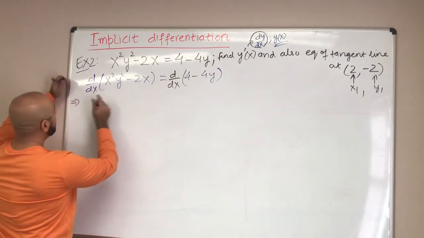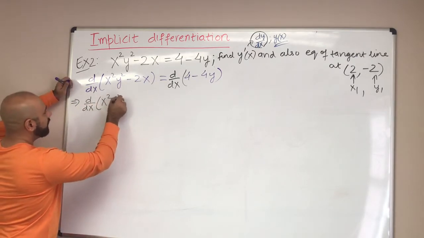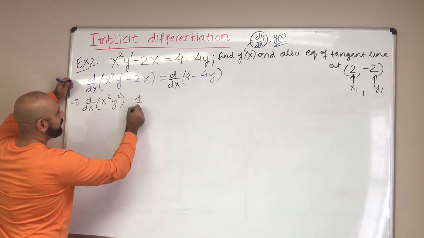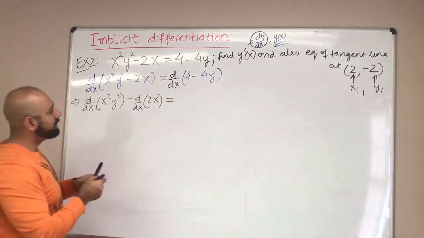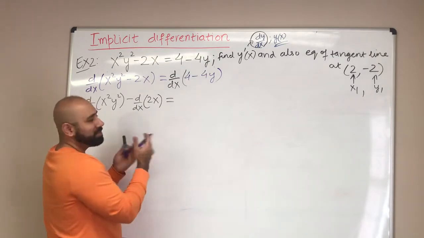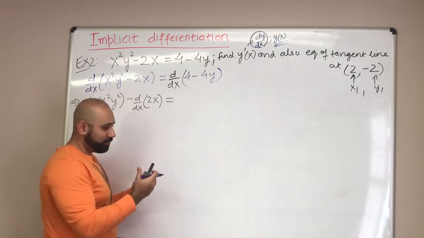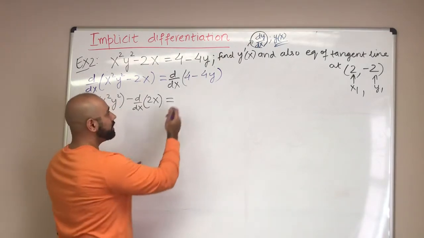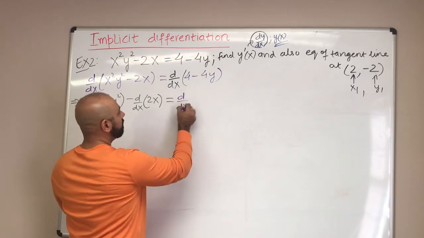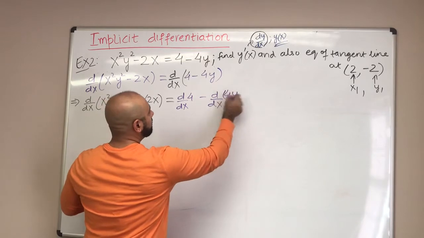Now we got to break it down into different pieces. Guys, these are two pieces here, so it's going to look like d over dx of x square y square minus d over dx of 2x. That takes care of the left hand side. And on the right hand side, again, we got to do the same thing. We're kind of distributing the derivative. That's one of the basic properties of derivatives. If you're taking derivative of a function which is more than one function, you apply it to each individual function. So it is d over dx of positive 4 minus d over dx of 4y.